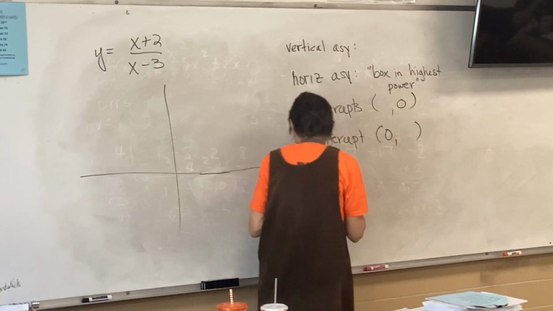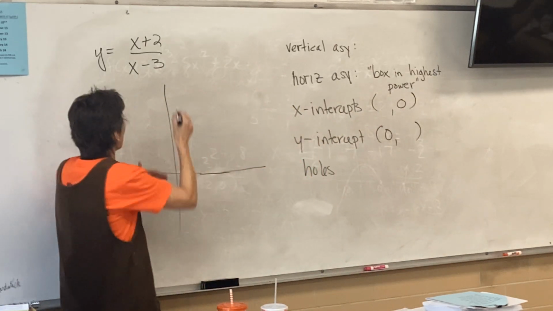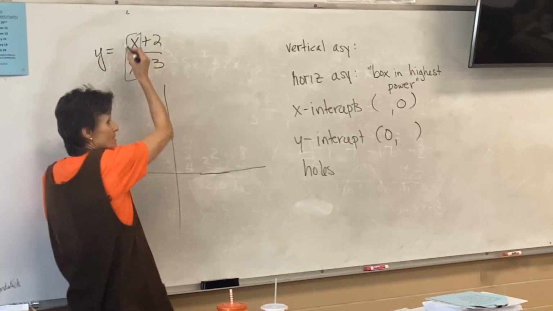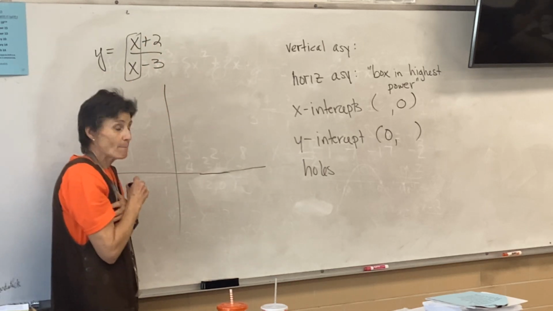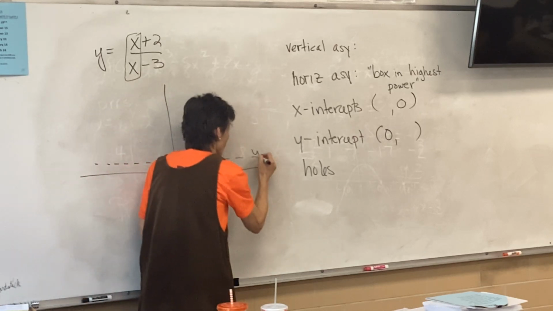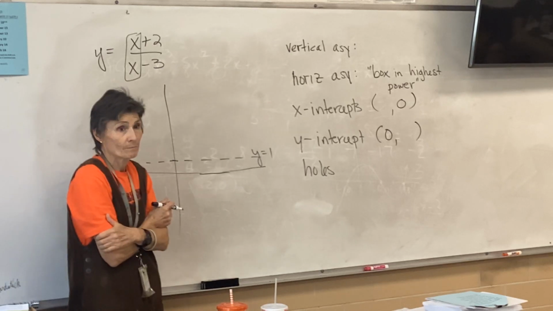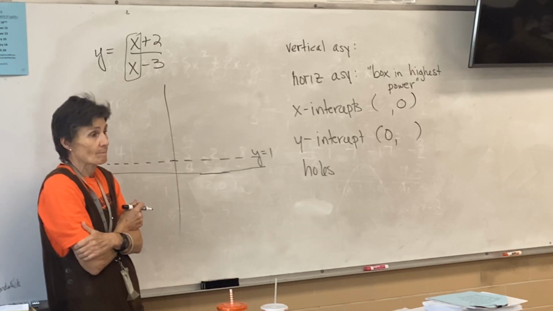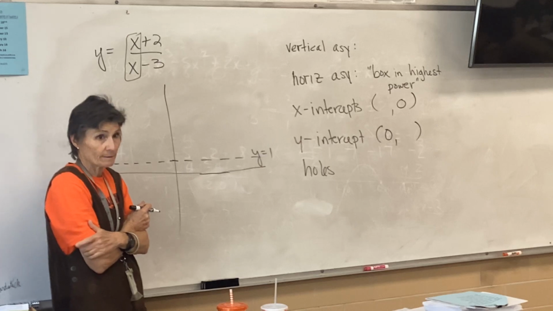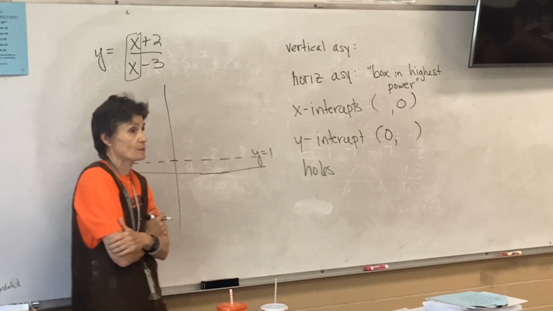So do you remember doing that, kids? Like, I'll just do this one. Do you remember going like this? And that meant that your horizontal asymptote was y equals 1. We did that. All right, good, good. Anybody remember anything about vertical asymptotes or holes?